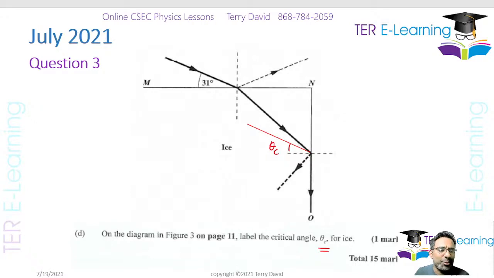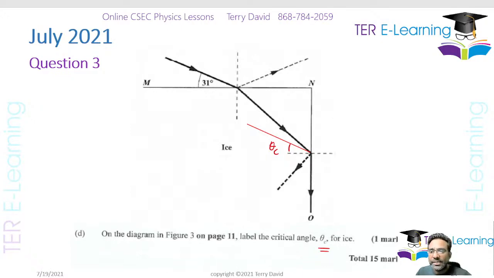I hope that makes sense to you all. The key thing here is that you had total internal reflection taking place at NO. So if you had total internal reflection taking place, it means that the angle of incidence of your ray had to be greater than the critical angle for ice. So that's the answer. I know some people would have left that out, or labeled the wrong thing. But don't worry, that's only one mark, small thing.